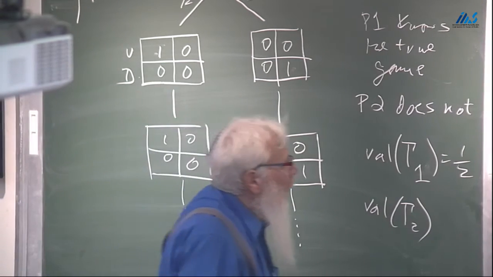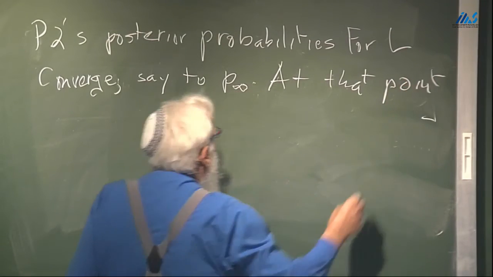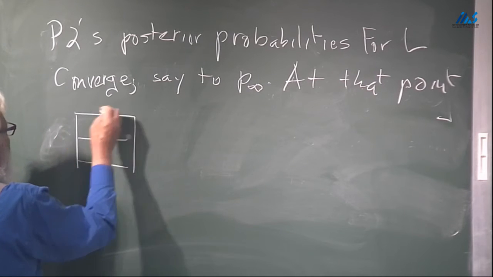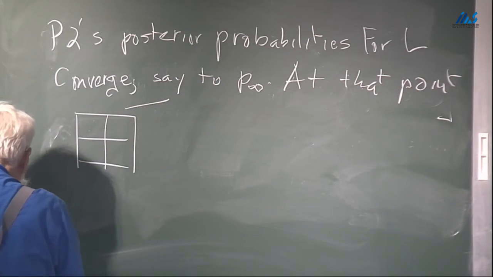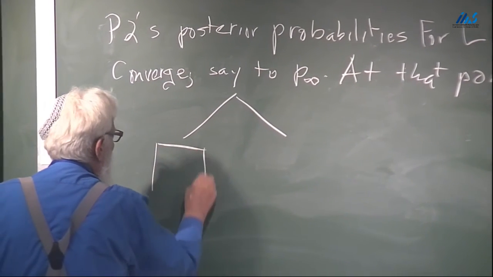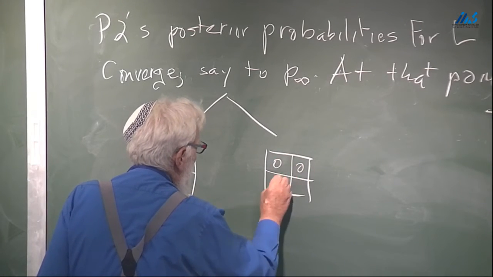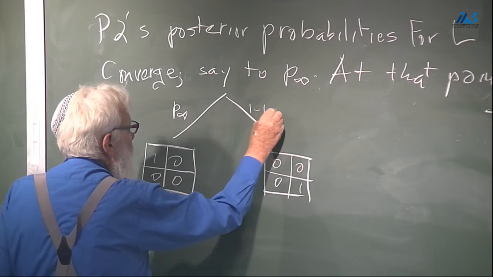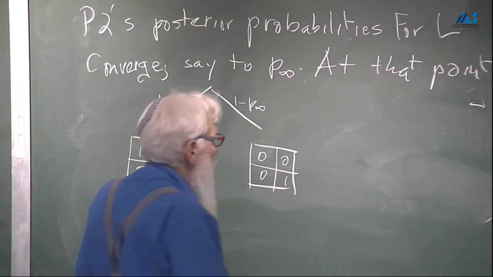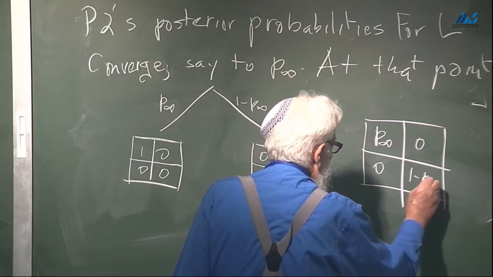And at that point, what will the game look like? With probability P infinity, we have this game, and this game with probability 1 minus P infinity. And it doesn't change anymore. He doesn't reveal any more information. So the game is P infinity, 0, 0, 1 minus P infinity. Okay?